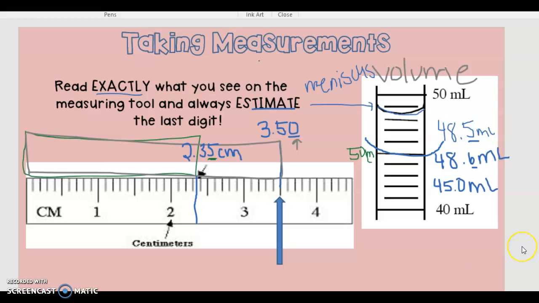Okay, you guys, so that's all that I wanted to chat with you guys about on taking measurements. The next time I chat with you, we're going to talk about putting two measurements together and specifically figuring out how to calculate the density of different objects. Make sure that you have copied this information into your notes.